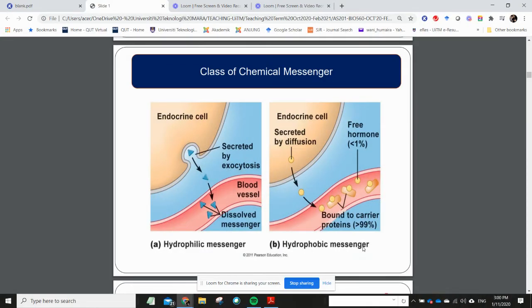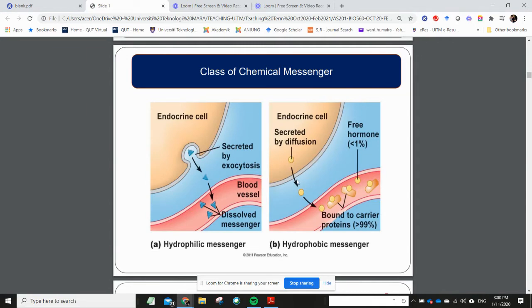So let's see the hydrophobic messenger. The endocrine cell secretes it by diffusion. This endocrine cell synthesizes the hydrophobic messenger, and then it is secreted by the endocrine cell via diffusion easily. Why? Because this hydrophobic messenger is highly soluble in lipid. And the cell membrane is a lipid bilayer, right?